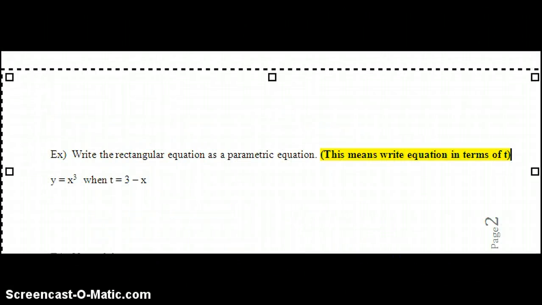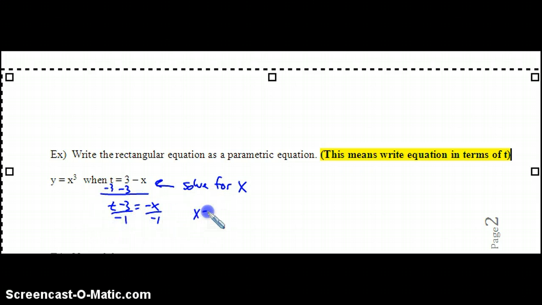Okay, so taking a look at our next one, it says write the rectangular equation as a parametric equation. In other words, it means I have to have a t in my final answer. So for this problem, because again they both have x's in them, I'm going to solve this side for x, and then I'll substitute it in over here. If I solve for x, I would subtract 3 and get t minus 3 equals -x. So x would be equal to -t plus 3.